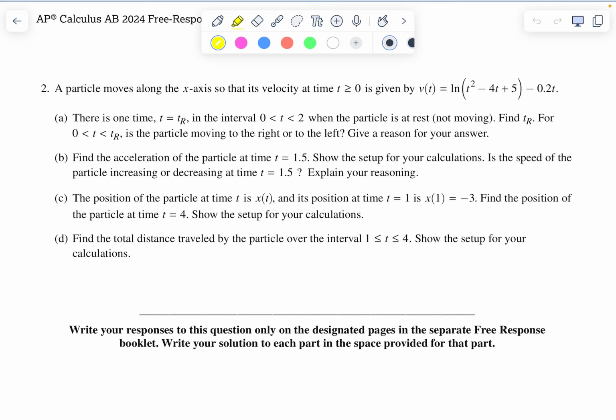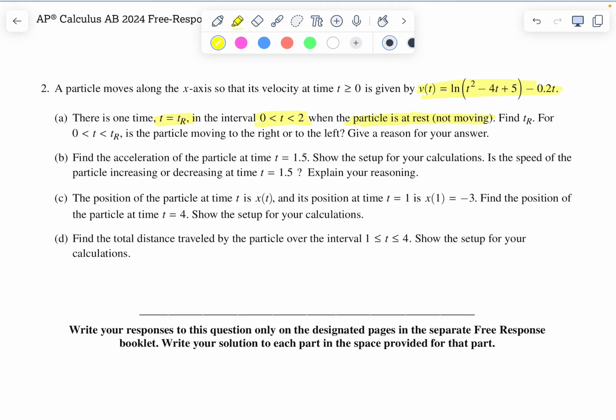Okay, let's go ahead and highlight a few things that are important. The function is very important. When they say t equals t_r, it means it's at rest. And they give you the interval because it might graph the whole thing. We want to know when the particle is at rest, not moving, and we want to know if it's going to the left or the right.